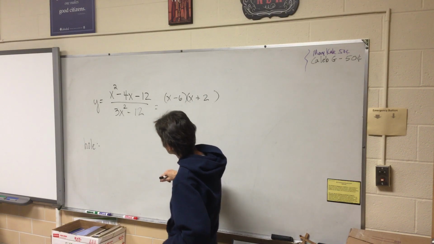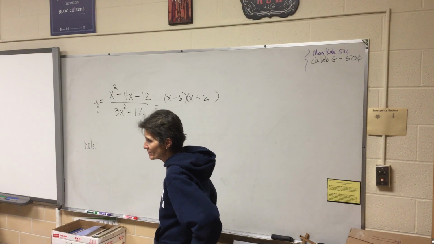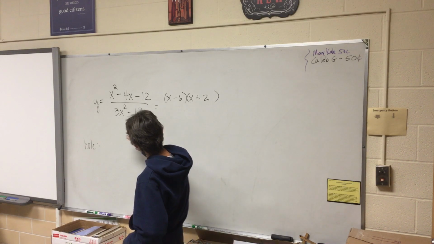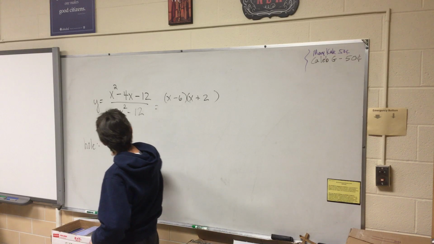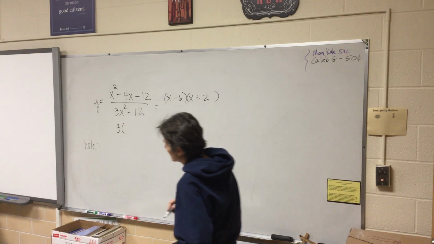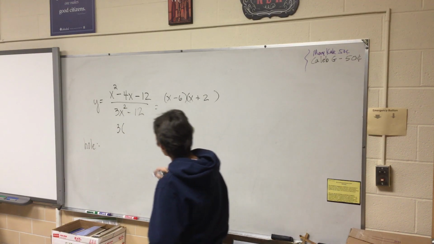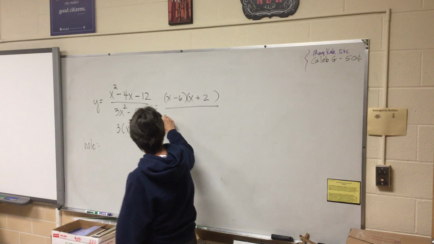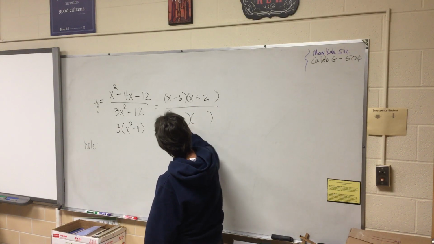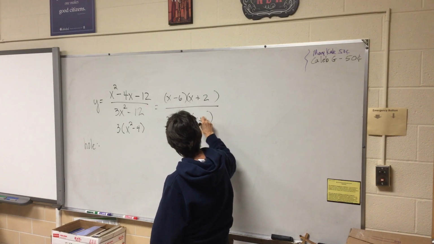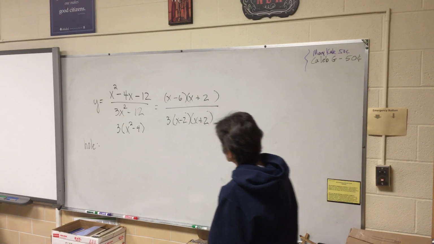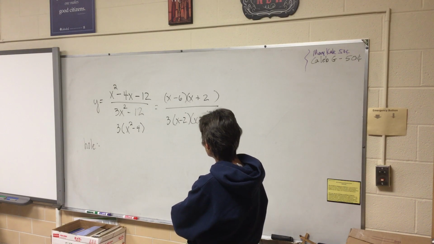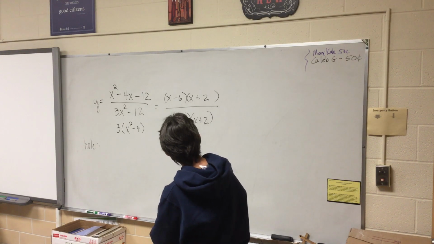Okay. Now be careful on the bottom because you have a GCF. So we gotta take a 3 out. And what will we have left if we take out a 3? X squared minus 4. Okay, and what about x squared minus 4? X minus 2, X plus 2. Yep. And now they cancel.